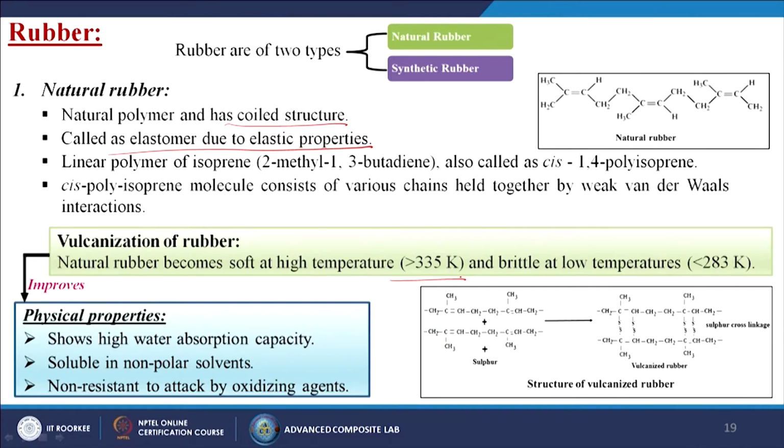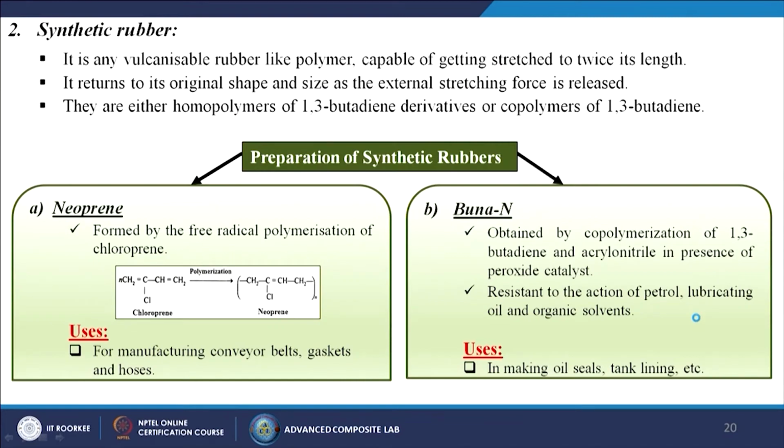Vulcanization improves the physical properties. Natural rubber shows high water absorption capacity, is soluble in non-polar solvents, and is not resistant to attack by oxidizing agents. Here, as I told already, we are adding sulfur as a vulcanizing agent to make the vulcanized rubber, and you can see that sulfur makes cross-links between the polymeric chains.